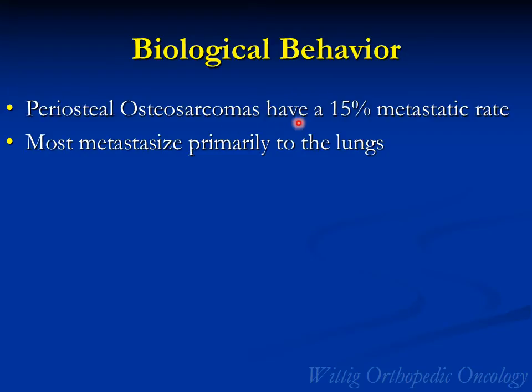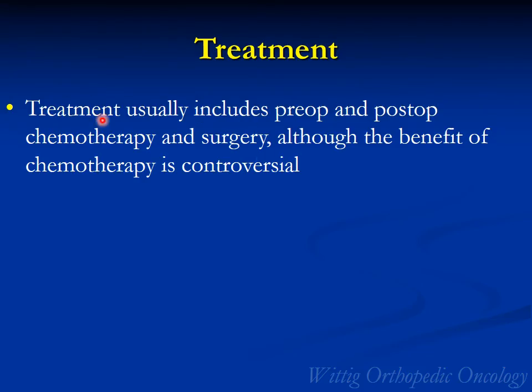Periosteal osteosarcomas have a 15% metastatic rate. Most of them metastasize primarily to the lungs. Treatment usually includes preoperative and postoperative chemotherapy and surgery, although the benefit of chemotherapy is controversial.